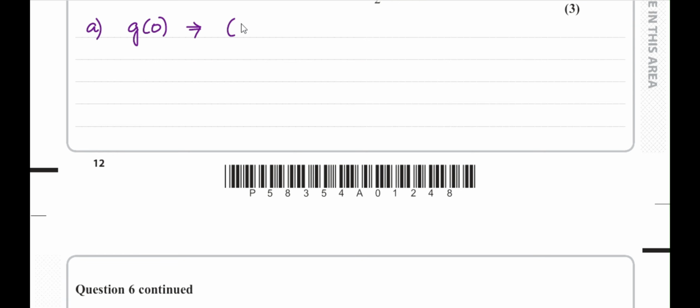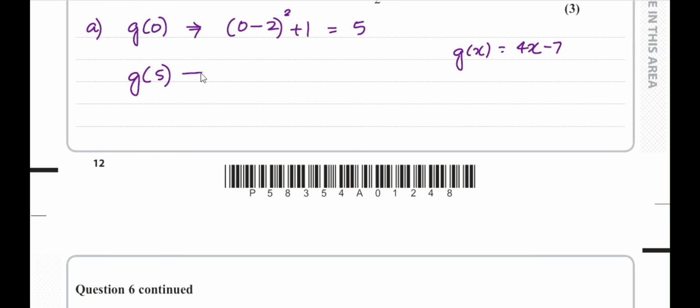That is (0 minus 2) squared plus 1, which is equal to minus 2 squared plus 1, which is 5. Since the new input is going to be 5, we need to use the equation g of x equals 4x minus 7. So we write g of 5 equals 4 times 5 minus 7, which is equal to 13. Therefore, g of 0 equals 13.